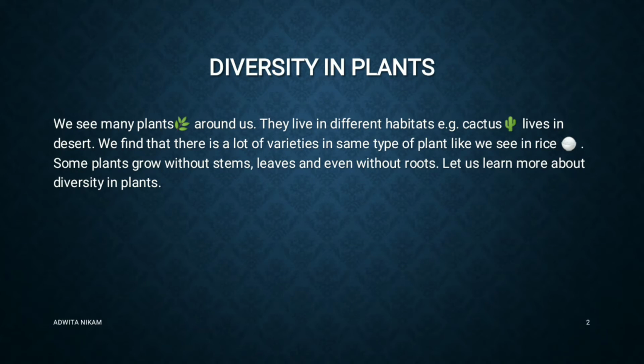And we find a lot of variety in the same type of plant. For example, there are different varieties of rice, wheat, different types of roses, and different mango flavors. Some plants even grow without stems, leaves, or roots. These are very different from ordinary ones. Let us study this diversity among plants.